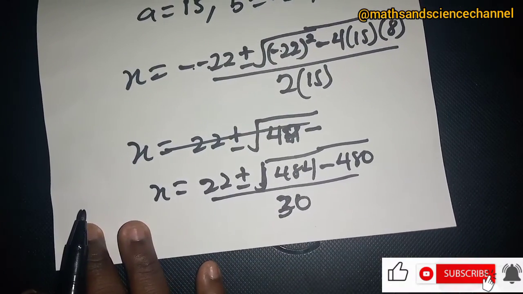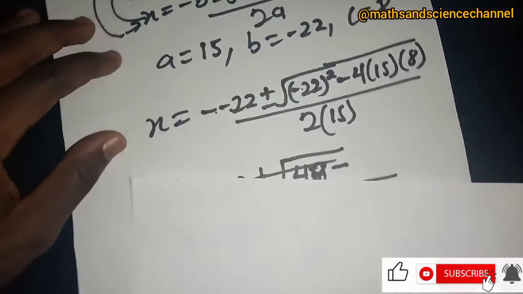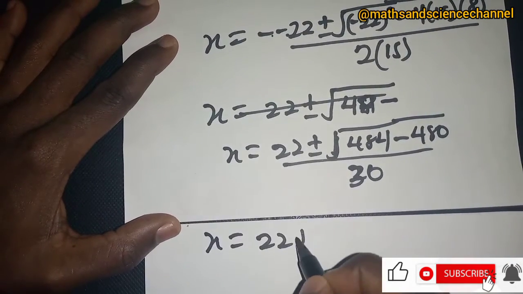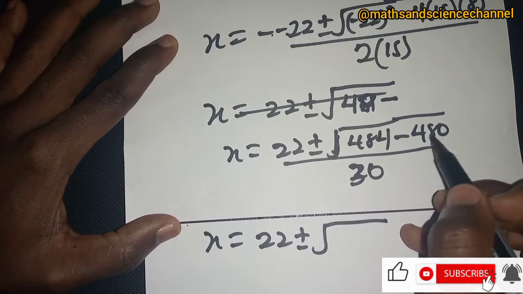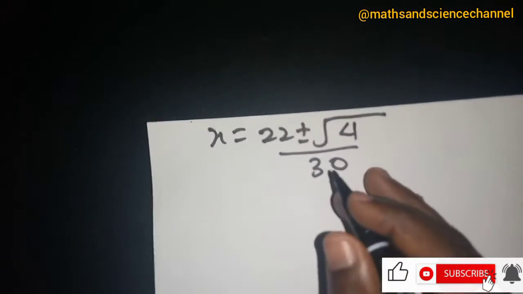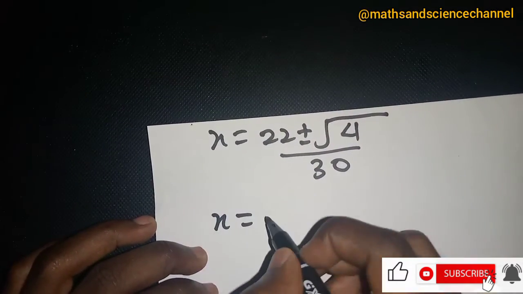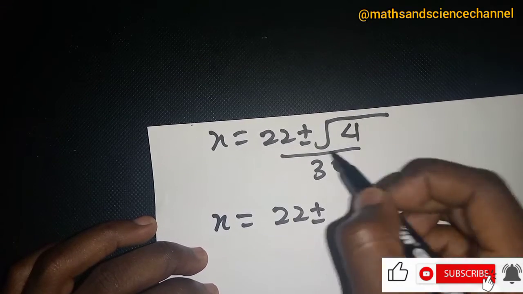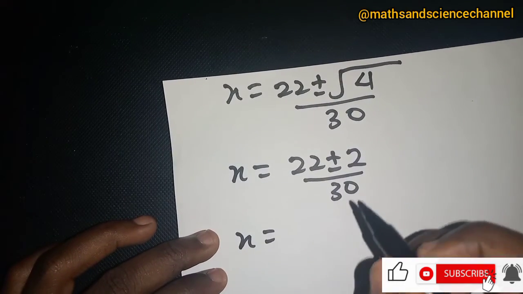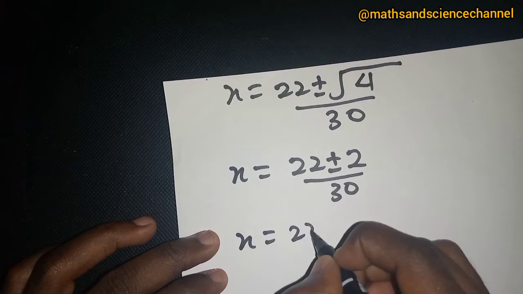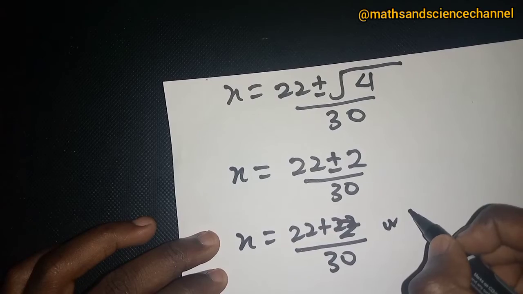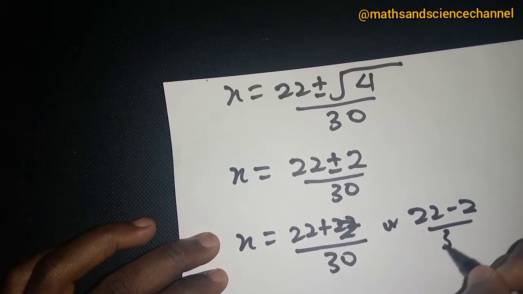So let's continue from here. We have x being equal to 22 plus or minus, now 484 minus 480 is just 4, divided by 30. All right, so we have this being equal to 22 plus or minus, now the square root of 4 is just 2, divided by 30. So we have x being equal to, now it's plus or minus, so we can have 22 plus 2 divided by 30, or 22 minus 2 divided by 30.